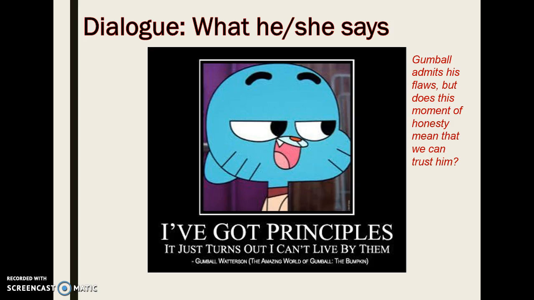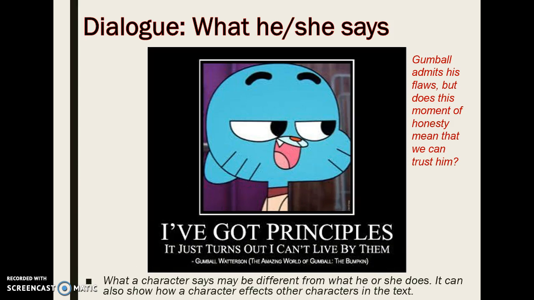Dialogue. What he or she says. Gumball admits his flaws in this example, but does this moment of honesty mean that we can trust him? He says, "I've got principles. It just turns out I can't live by them." What a character says may be different from what he or she does. It can also show how a character affects other characters in the text.